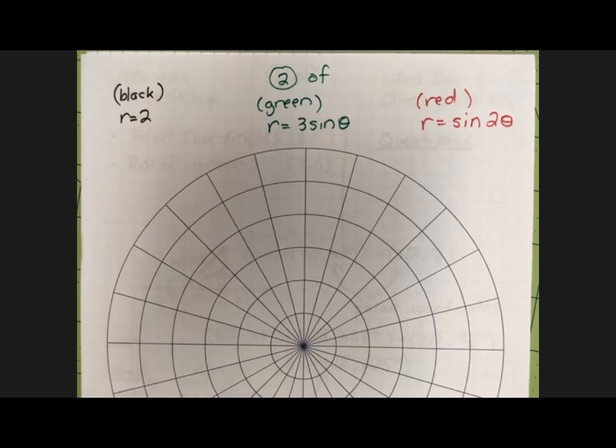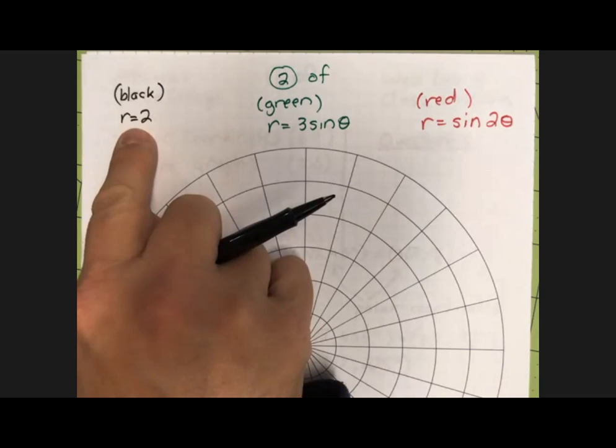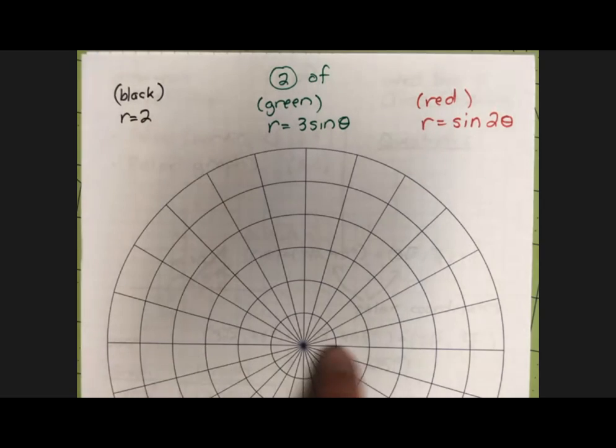Before I do that, let's notice the difference between these 3 graphs. This first graph right here, I don't even talk about theta. It's like theta wasn't there. If I say theta isn't there, it's like saying I can let theta be anything I please as long as r equals 2. And that's what I'm about to draw. But first, let's get oriented on this graph paper.